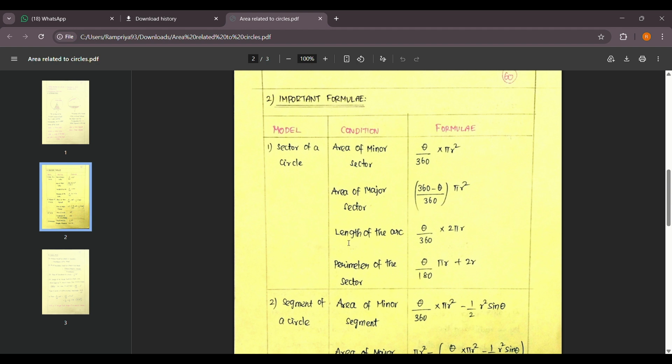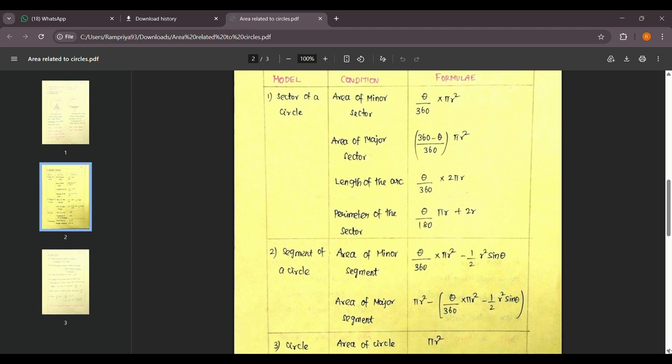Then they will be asking the length of the arc. For the length of the arc of the sector, you have to know this formula: theta by 360 into 2 pi r. They will also be asking you the perimeter of the sector: theta by 180 into pi r plus 2r. This is the formula for finding the perimeter of the sector. Next comes segment. We already saw the definition of a segment, and now comes the area of the minor segment. The formula is theta by 360 into pi r square minus half r square sin theta.